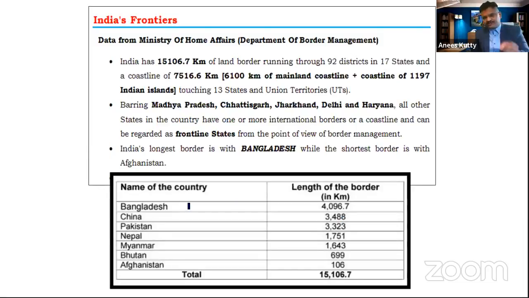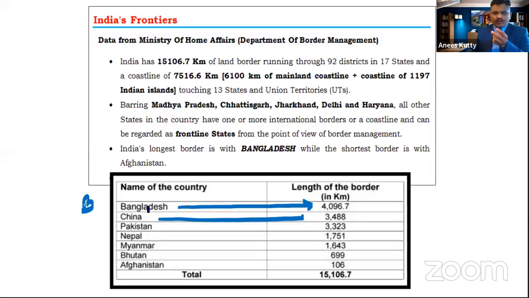Which country has the maximum border and what is the length of the maximum border? This we have to understand through an acronym, because nowadays the China issue is going on. Almost the largest international boundary India shares is with Bangladesh, 4,096 kilometers. Next we have the China border. Write down one by one: Bangladesh, China, then Pakistan. We have all the issues. This is an acronym; we have to start with this one.